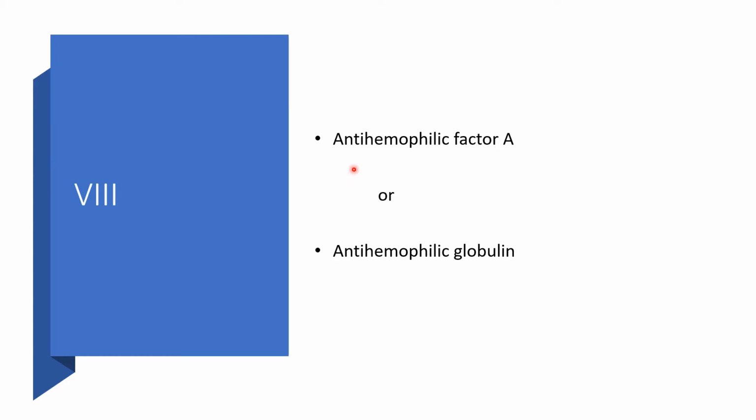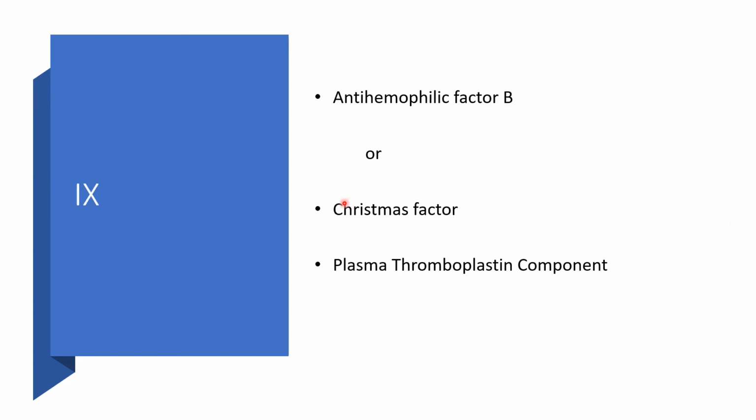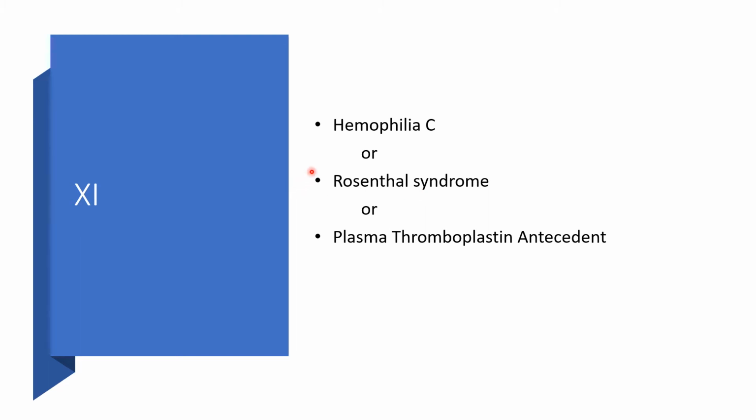Factor 8 is anti-hemophilic factor A or anti-hemophilic globulin. Factor 9 is anti-hemophilic factor B or Christmas factor or plasma thromboplastin component. Factor 10 is Stuart-Prower factor. Factor 11 is hemophilia C or Rosenthal syndrome or plasma thromboplastin antecedent.